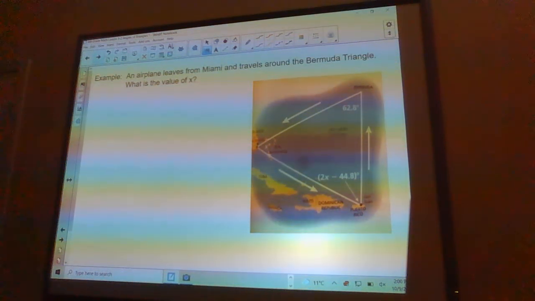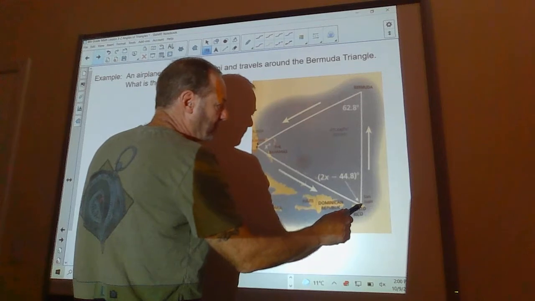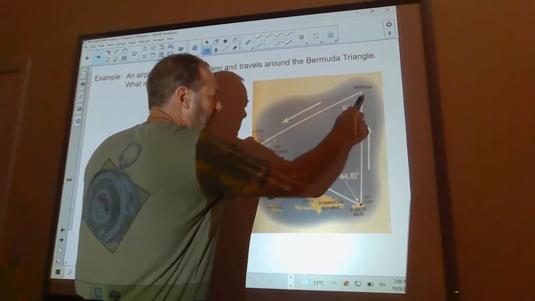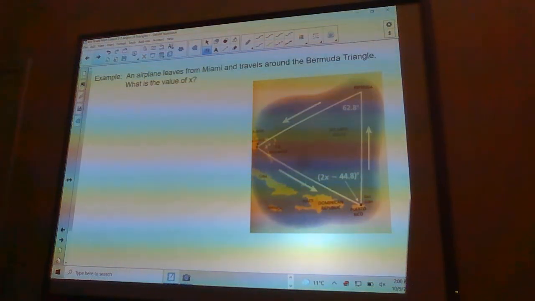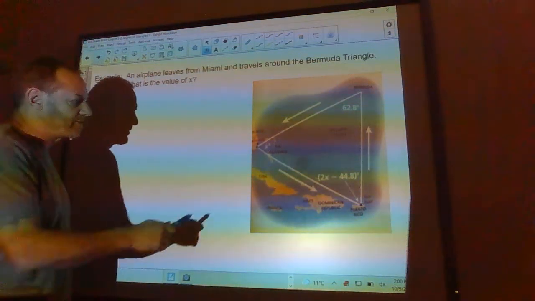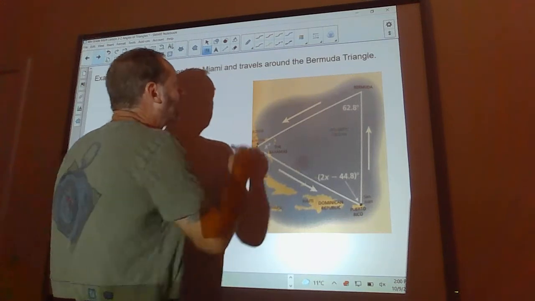So an airplane leaves from Miami and travels around the Bermuda Triangle. So here's Miami, flies to San Juan, Puerto Rico, and then it flies up to Bermuda, and then it flies back, okay? So what is the value of x? So we got x right here. That's this angle, okay? So here's what I know.